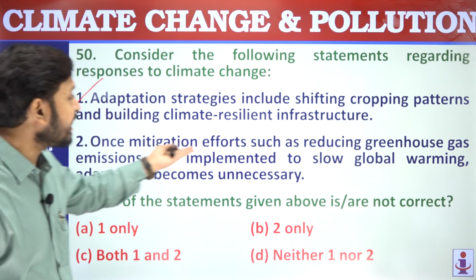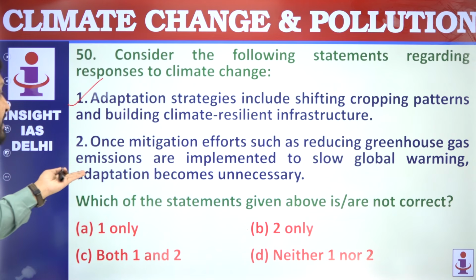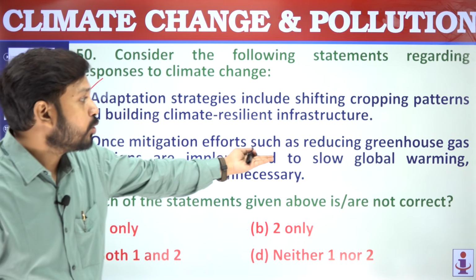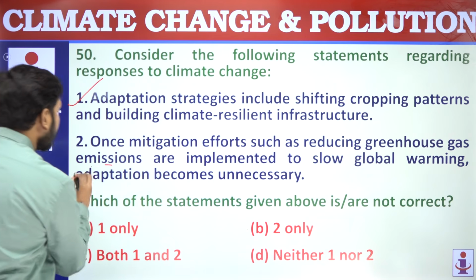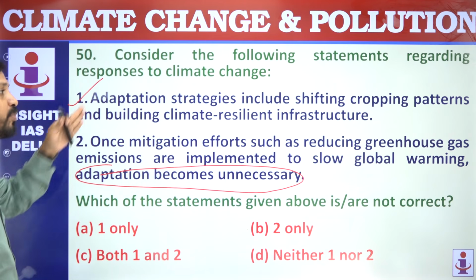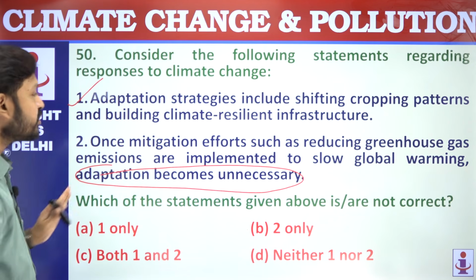And the next one: once mitigation efforts such as reducing greenhouse gas emissions are implemented to slow global warming, adaptation becomes unnecessary. No, it is never unnecessary. Both adaptation and mitigation have to go hand in hand.